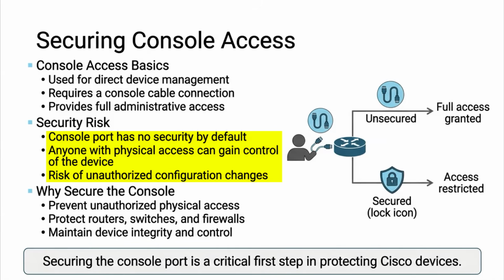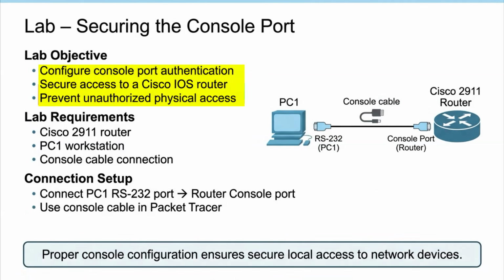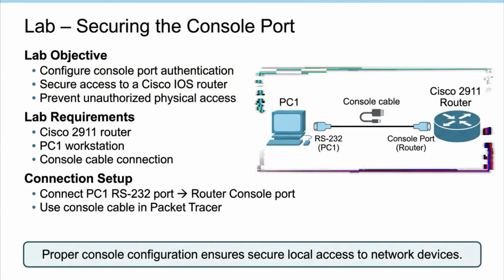This means anyone with physical access to the device and a console cable could gain administrative access to routers, switches, firewalls, or access points and potentially make unauthorized changes. To prevent this, securing the console port is an essential step in protecting Cisco networking devices from unauthorized physical access. In this lab, you will learn how to secure and enable authentication on the console port of a Cisco IOS router. The following topology will be used in Cisco Packet Tracer.